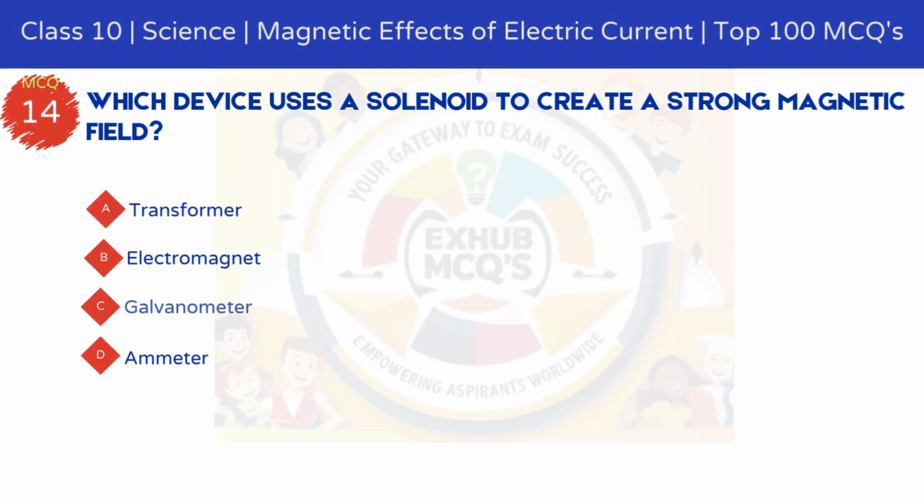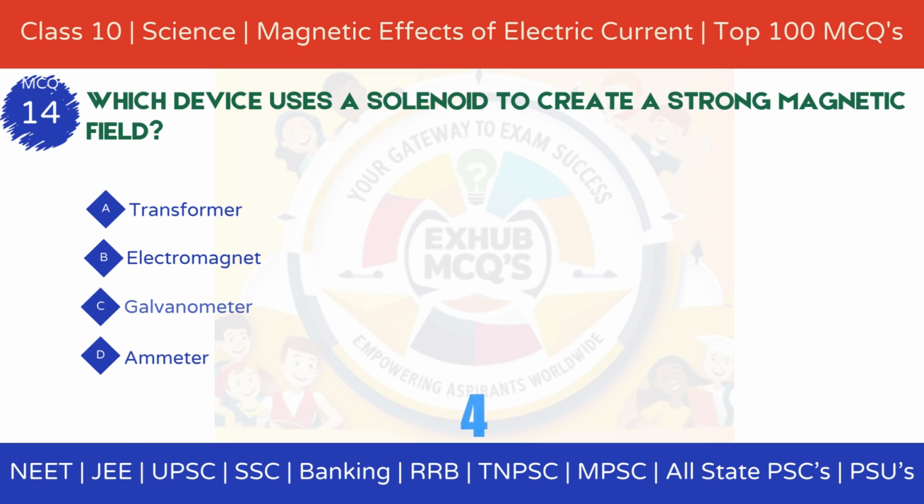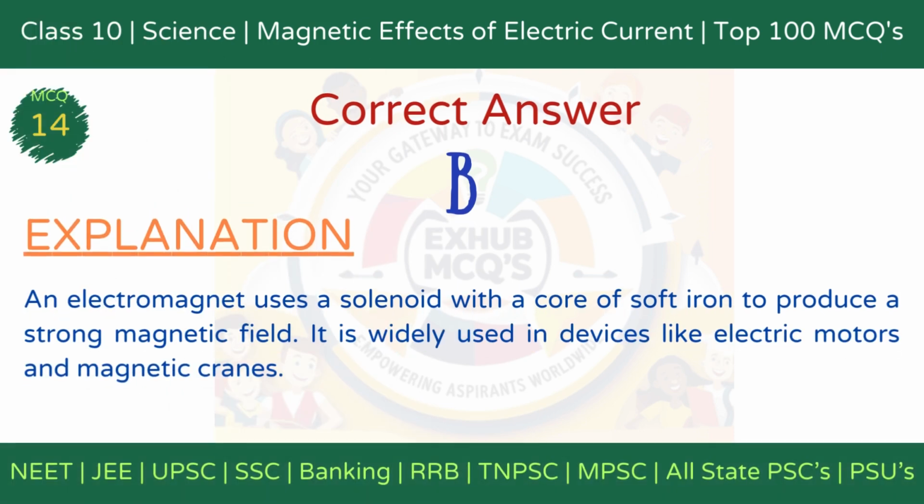MCQ 14. Which device uses a solenoid to create a strong magnetic field? Option A, transformer. Option B, electromagnet. Option C, galvanometer. Option D, ammeter. The correct answer is option B, electromagnet. Explanation. An electromagnet uses a solenoid with a core of soft iron to produce a strong magnetic field. It is widely used in devices like electric motors and magnetic cranes.